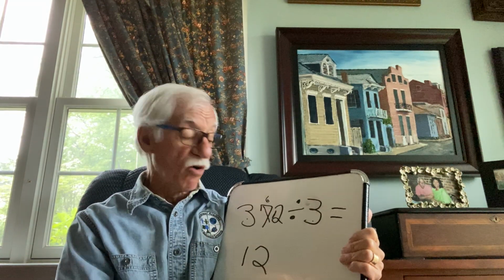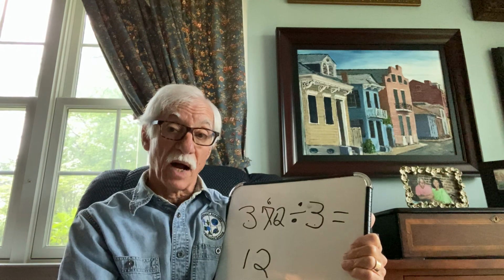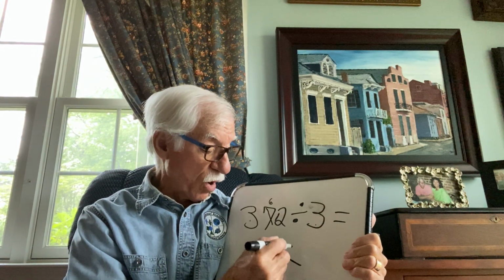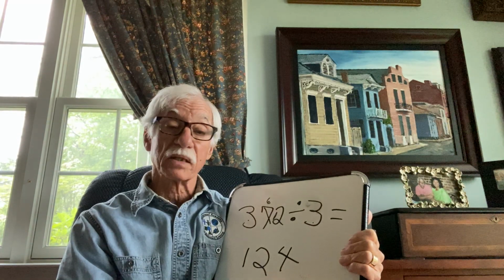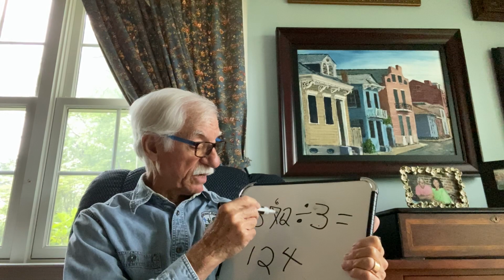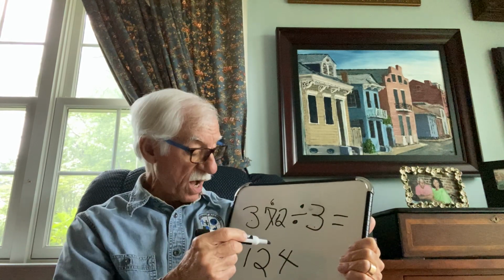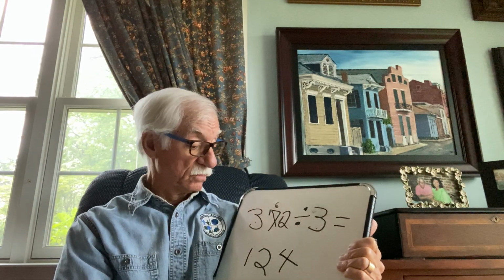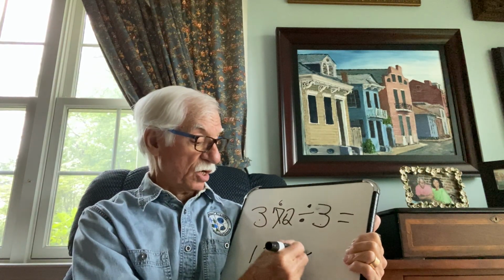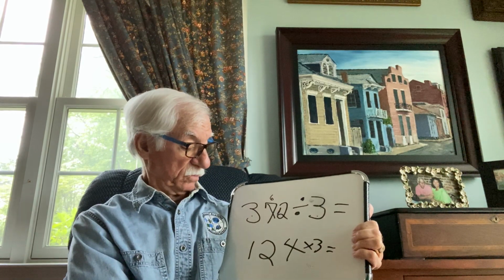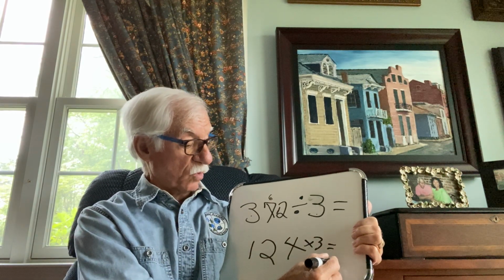So now I have 12 books to put into 3 boxes. 12 books to go into 3 boxes is going to give me 4 books per box. So if I want to distribute 372 books into 3 boxes, each box is going to get 124. Just to show you down here, 124 times 3 equals, 3 times 4 is 12.